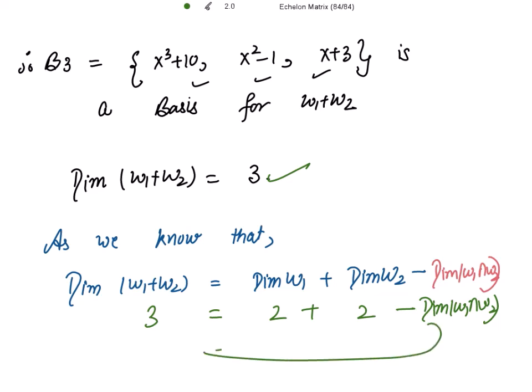So this is 2 plus 2 minus, we need to find this. So taking this to the other side, we get the dimension of intersection of the subspaces to be equal to 2 plus 2 is 4, then minus 3, and that is equal to 1. So the dimension of the intersection of the subspaces is equal to 1. So this is shown. Alright, thank you.